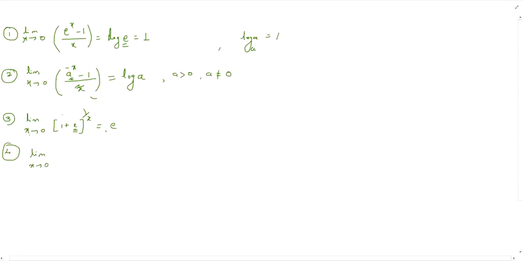Next result is that limit x tends to 0. If we have a logarithmic function, then log of (1 plus x) by x is equal to 1, isn't it? Then the same result can be obtained by taking this in the denominator as a power of this function. When we solve the examples, we will see how to use it.